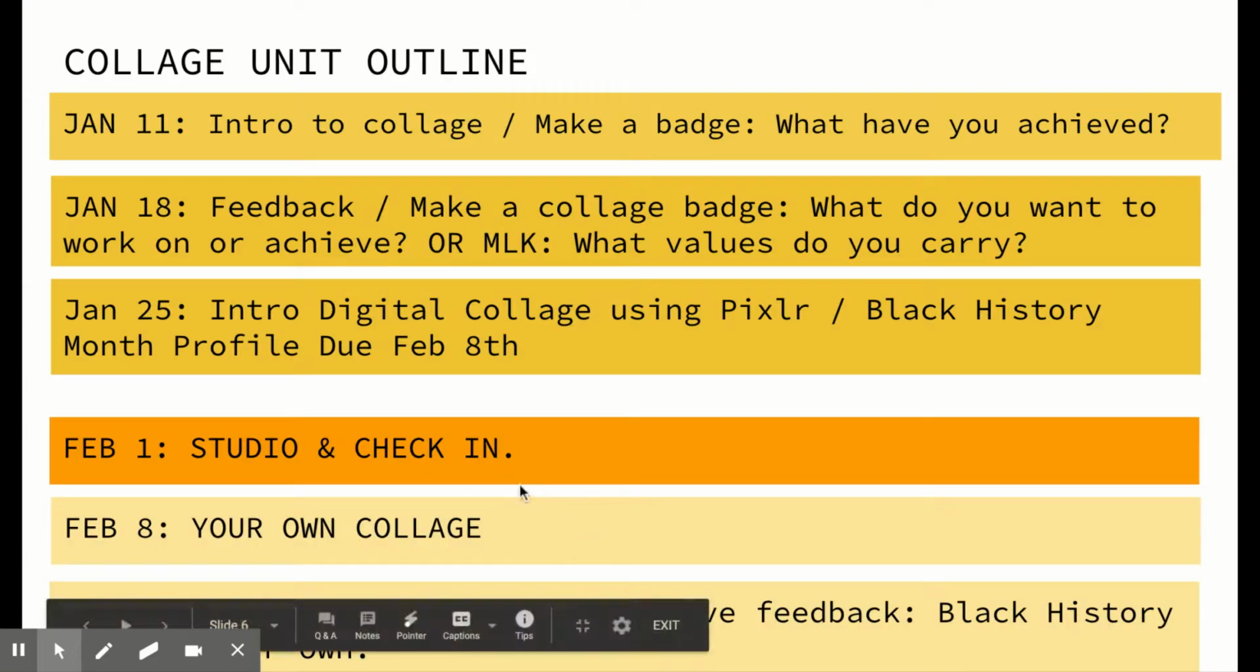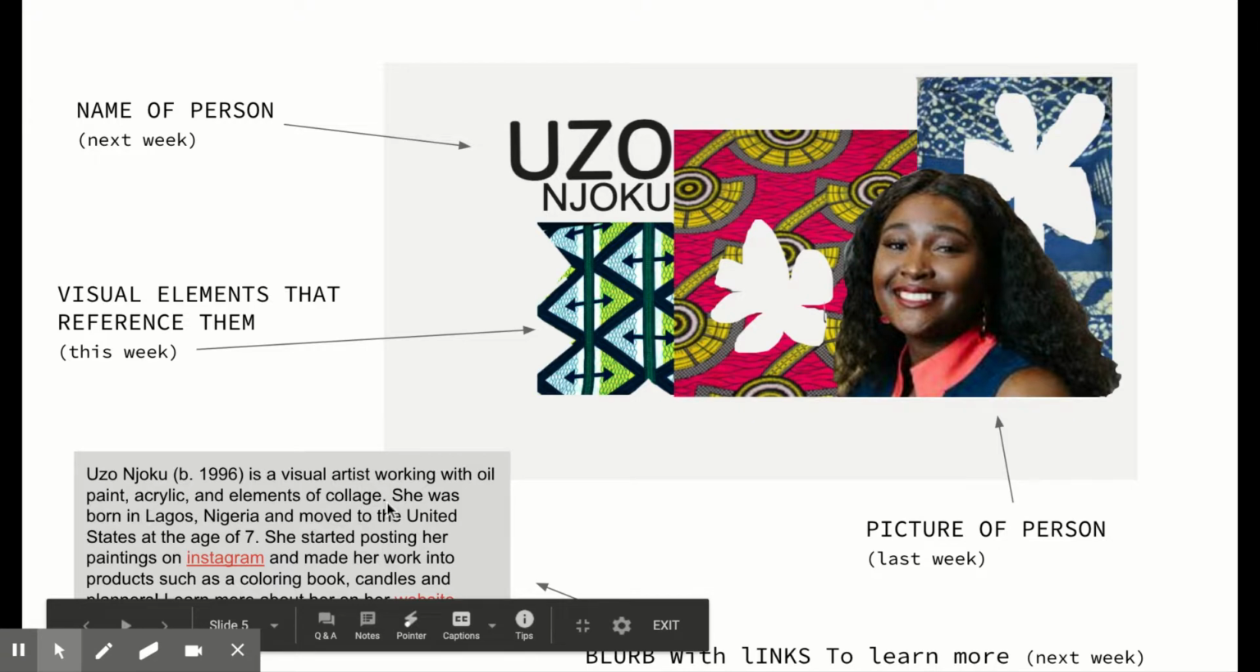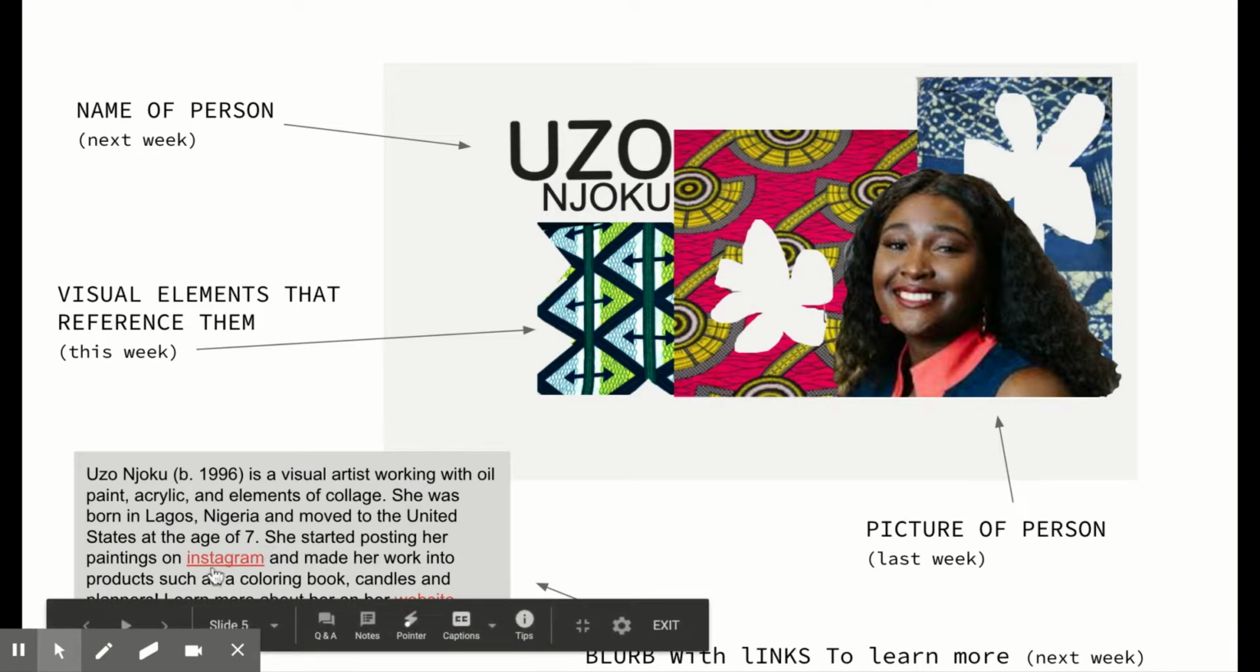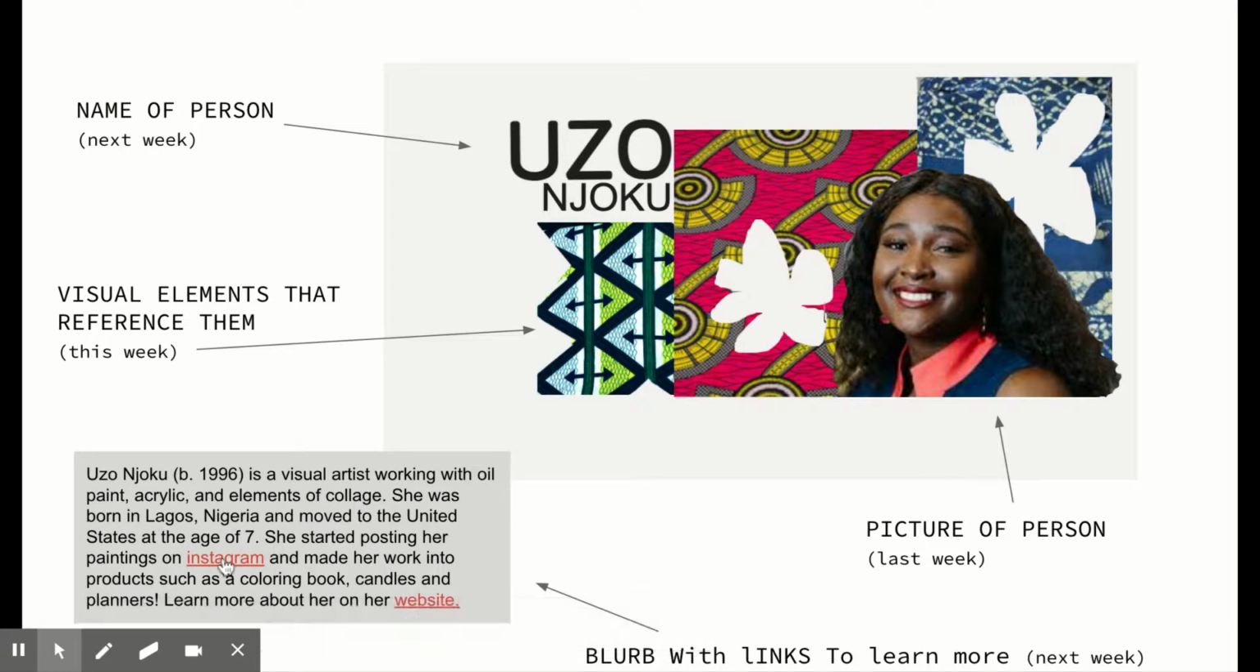So I just found some text on her and I copied and pasted. So I didn't write it necessarily myself. I just copied and pasted some important information. And then I wrote about her Instagram account as well as her website, and I linked those there. So this will be used for a larger project for Black History Month.